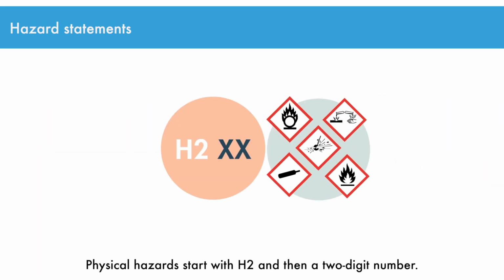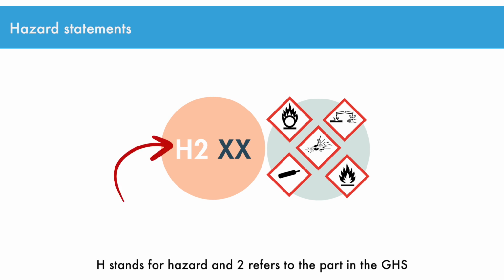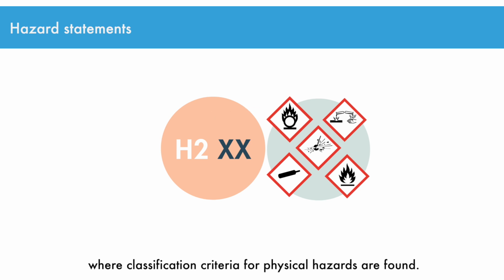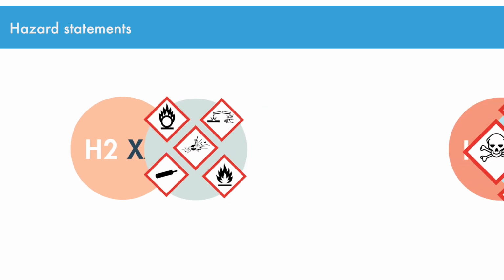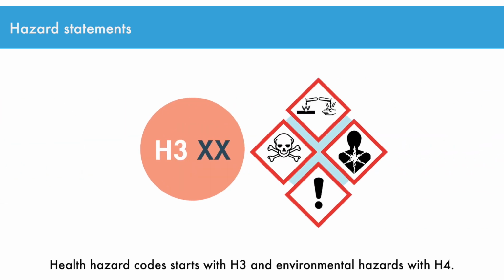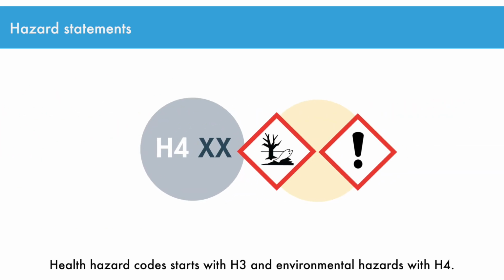Physical hazards start with H2 and then a 2-digit number. H stands for hazard, and 2 refers to the part in the GHS where classification criteria for physical hazards are found. Health hazard codes start with H3 and environmental hazards with H4.